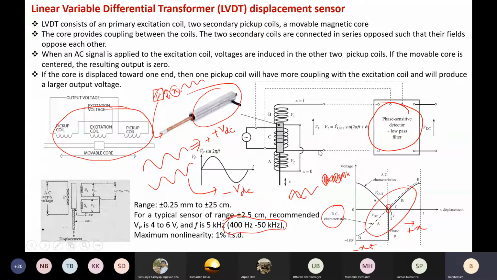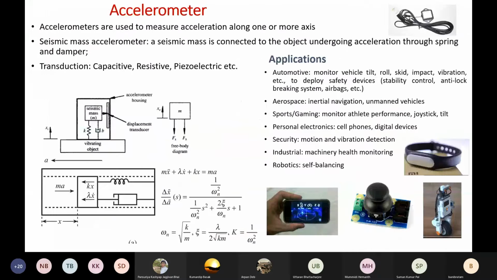Is it fine? Any doubts? If not, then let us move forward to the next sensor. Yeah, someone is unmuted. Any question? Any doubts?